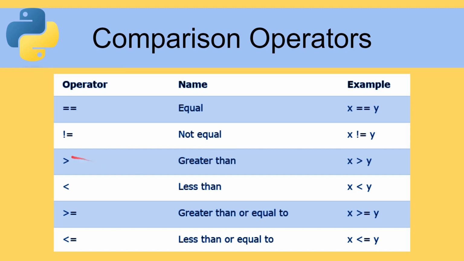And then greater than, the closing angle bracket for greater than, and the opening angle bracket for less than. Is x less than y? And then greater than or equal to. Is x greater than or equal to y? Then less than or equal to. Is x less than or equal to y?